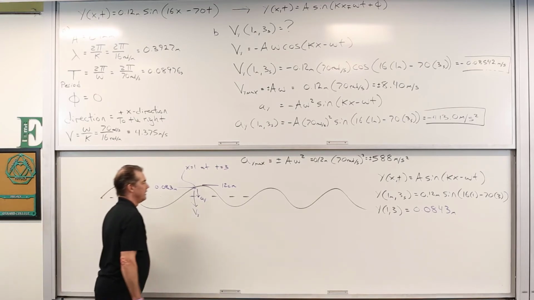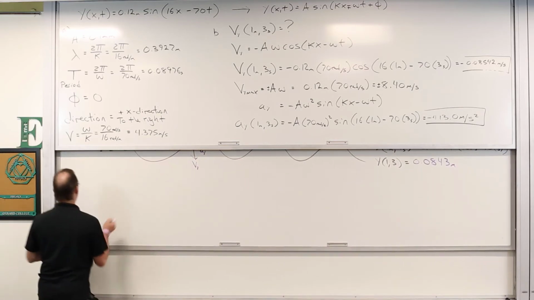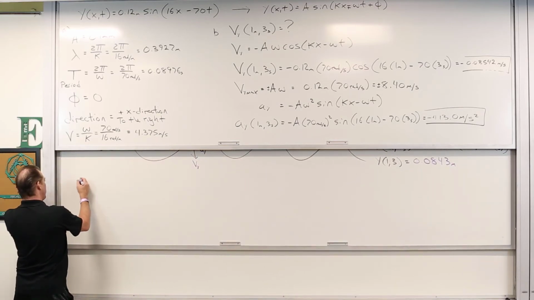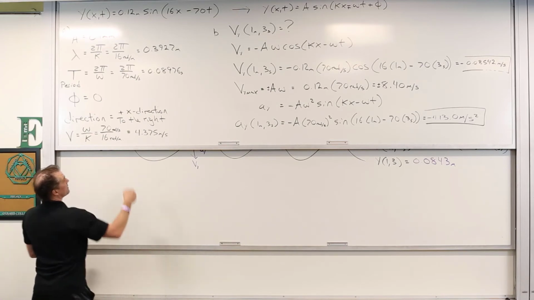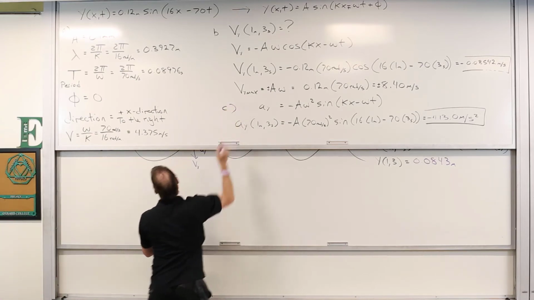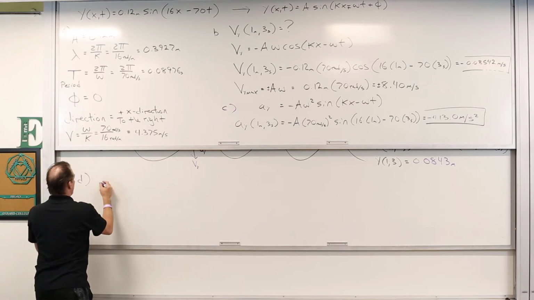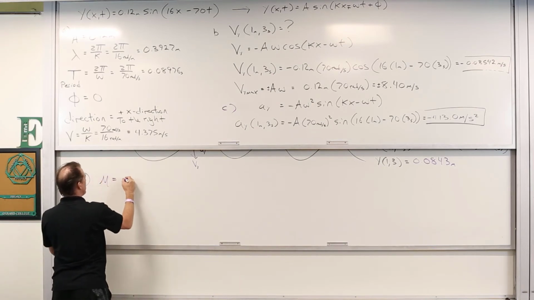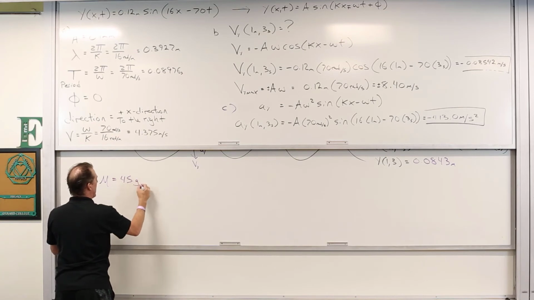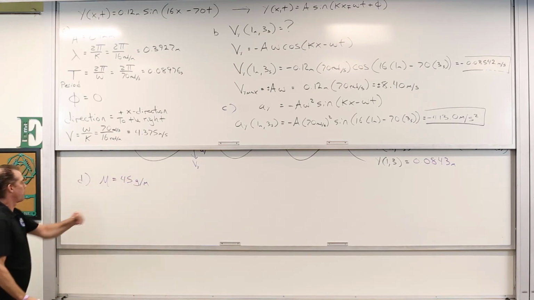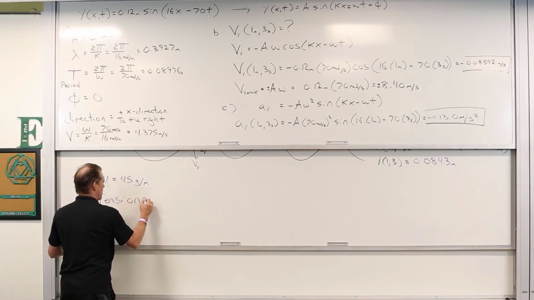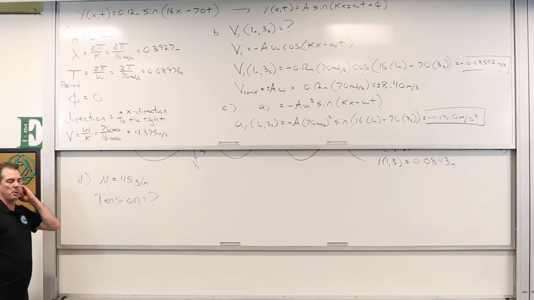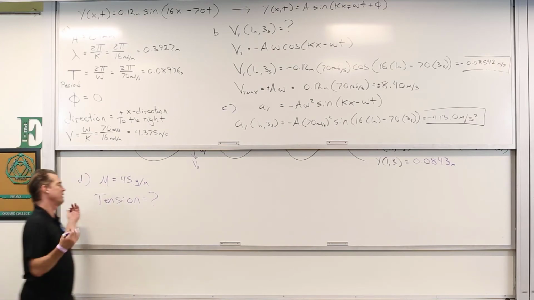Last question. Now is kind of checking some stuff out. This would be like a part A, B, C. This should have been C. This will be a D. We're given that the linear mass density is equal to 45 grams per meter, mass per unit length. And we want to know, what is the tension in the string? Equilibrium tension. So how are we going to get that?